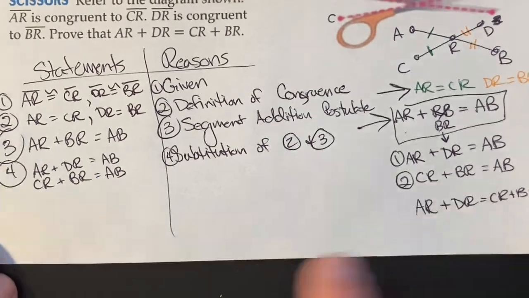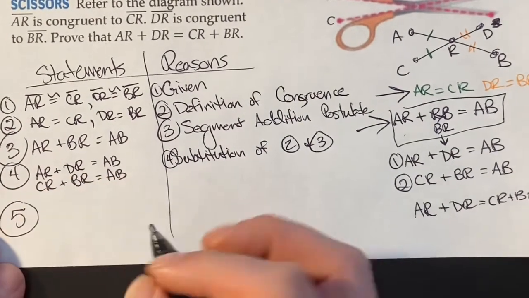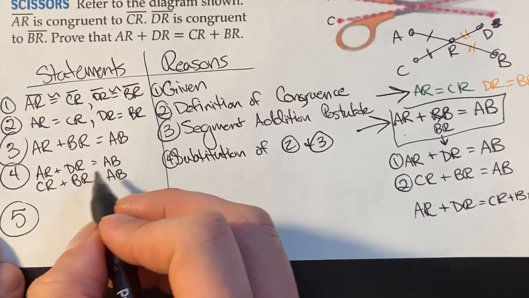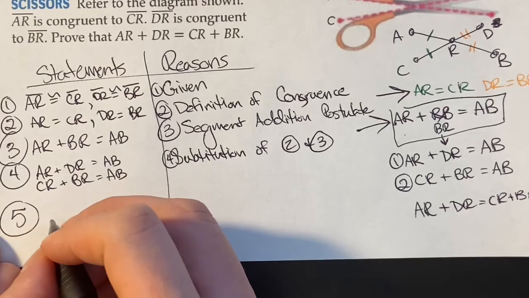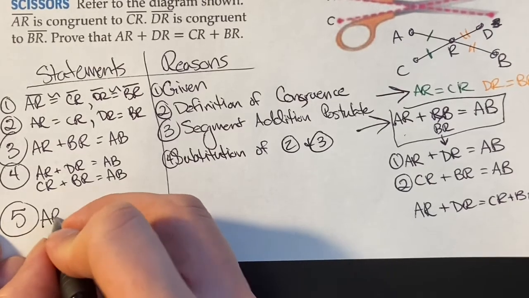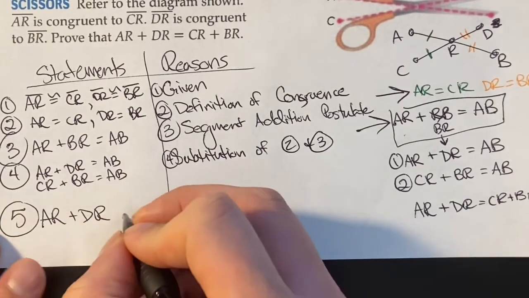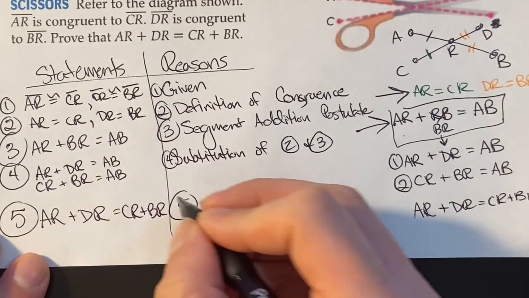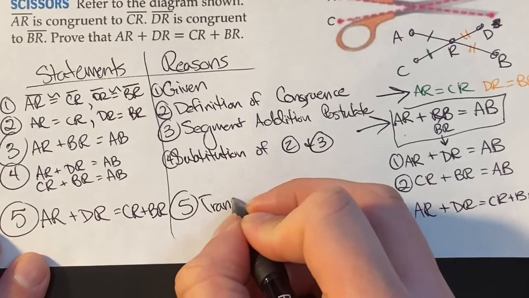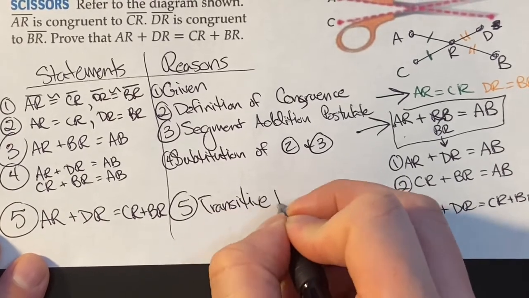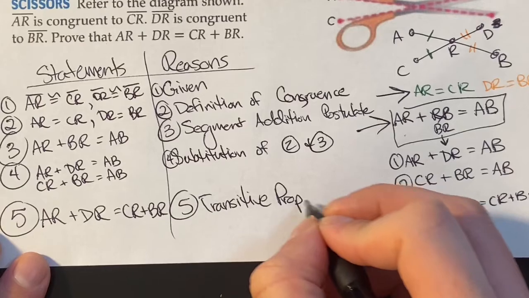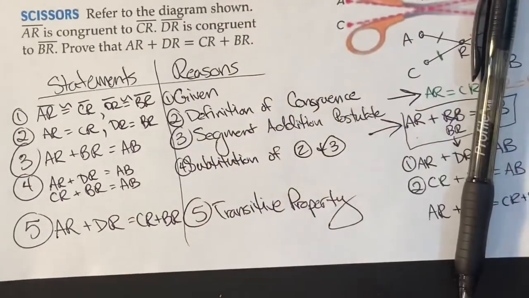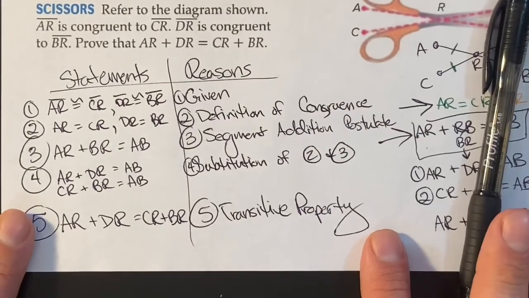And from that, if AR plus DR equals AB and CR plus BR also equals AB, then AR plus DR equals CR plus BR, and that's the transitive property of congruence.